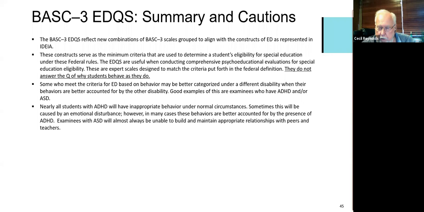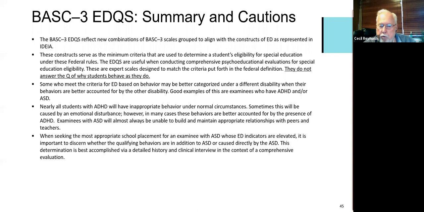Some good examples of this for our purposes are students who have ADHD or ASD. So as you know, nearly all students with ADHD will have inappropriate behavior under normal circumstances. Sometimes this will be caused by an emotional disturbance. And it may be useful to qualify them as other health impaired and as emotionally disturbed. But in many cases, this inappropriate behavior under normal circumstances may be better accounted for by the presence of their ADHD. The way to determine that is by the history, by the clinical interview, and by the context of the behaviors and where they occur, and looking at the context of the behavior in the child's overall life space.